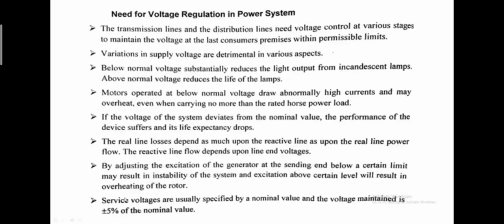Then the last point: service voltages are usually specified by a normal value, and the voltage is maintained at plus or minus 5% of the normal value. These are the acceptable limits. The voltage value of plus or minus 5% means the voltage value is within the acceptable limit. That is the tolerance limit of the voltage.